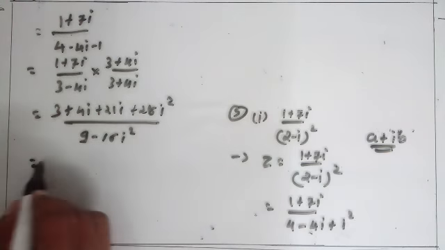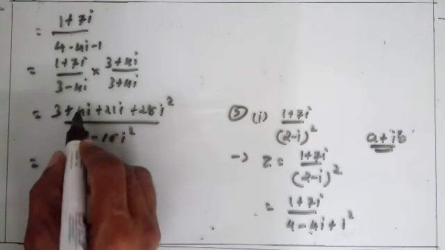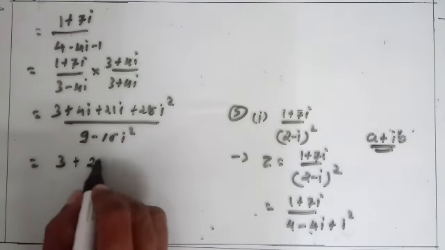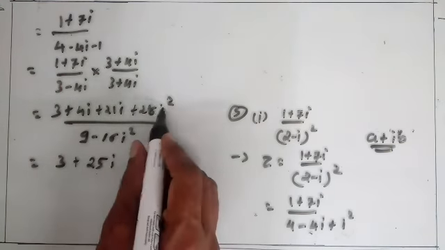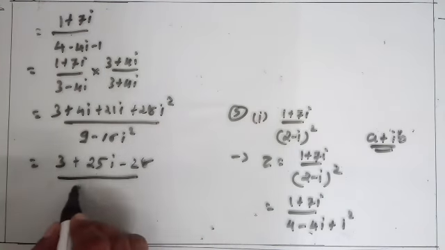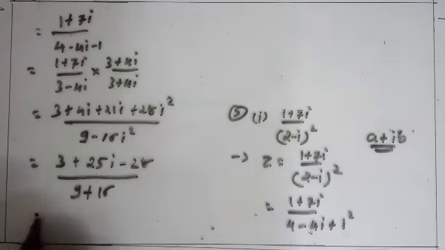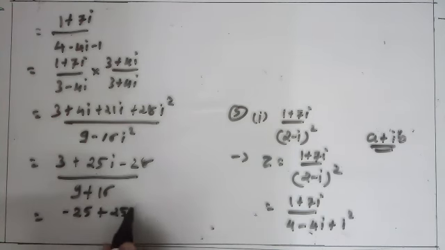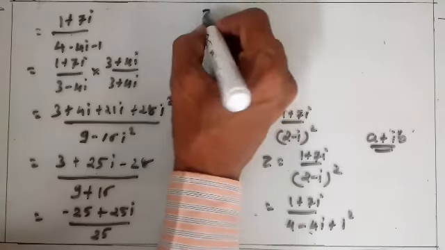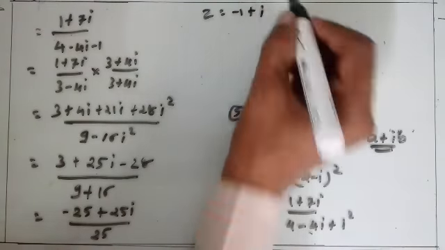So here 3 plus 21i plus 4i becomes 25i. Okay, i square equal to minus 1, so the numerator becomes 3 minus 28, and in the denominator 9 plus 16. So this becomes minus 25 plus 25i upon 25. Dividing by 25, we get the complex number z equal to minus 1 plus i.